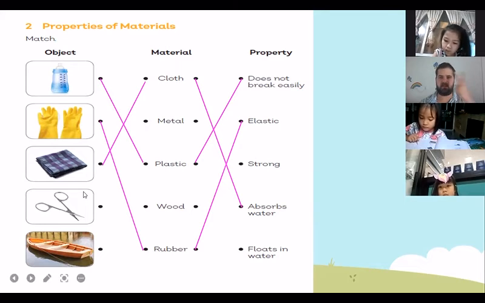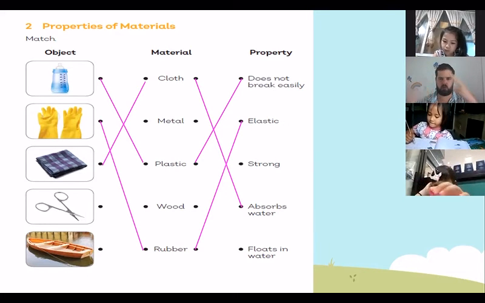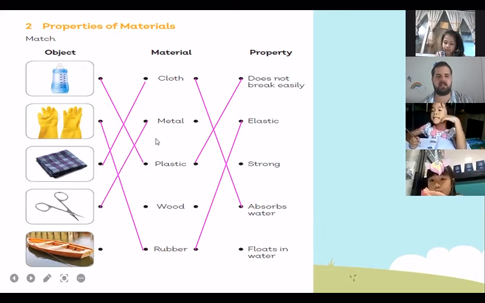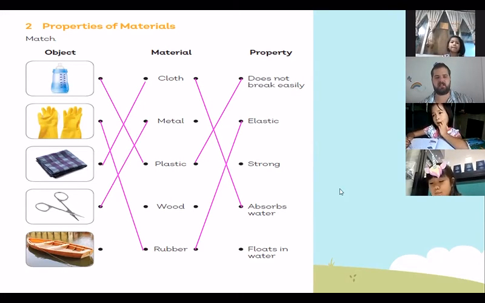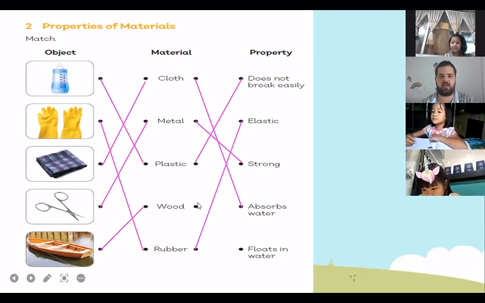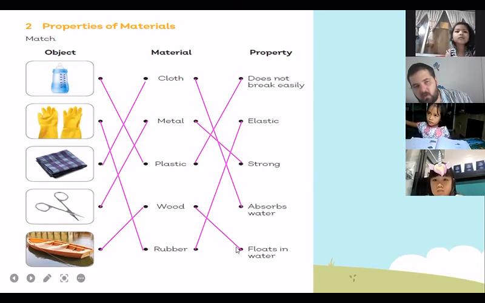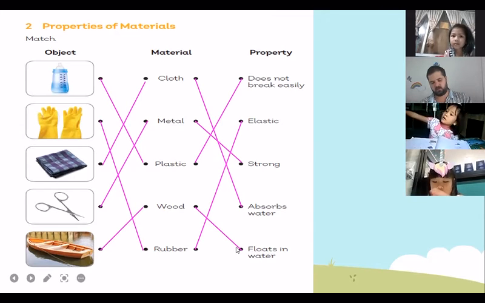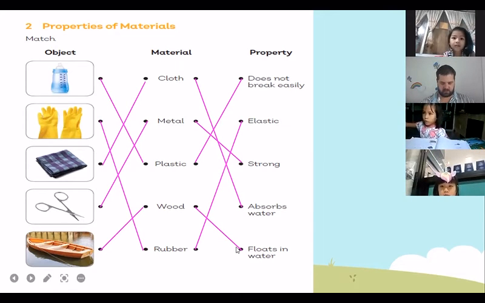Okay. Next one, we have scissors. Scissors are made out of metal. Very good. So metal, is it strong or floats in water? Strong. Very strong. Metal is strong. Very good. And then our last one, we have our boat. Our boat is made out of wood, and wood floats in water.